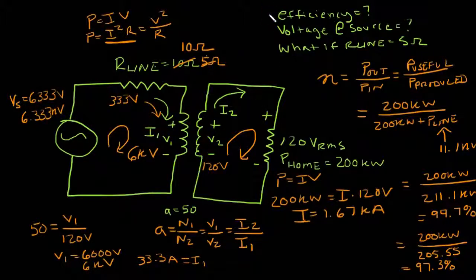Alright, so now I've answered all three of these questions. I found the efficiency, we just found the voltage at the source, and we already talked about what would happen if I replace this 10 ohm resistor with the 5 ohm. It increases my efficiency.